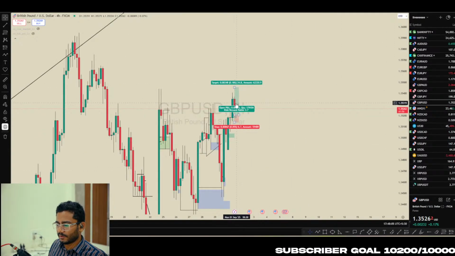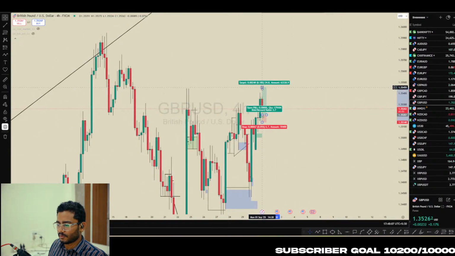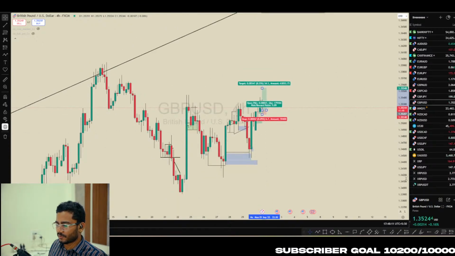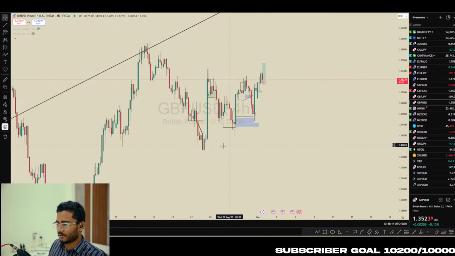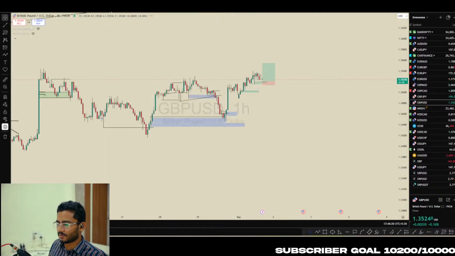Let's say if you get an entry on GU, there's also a next high, so we can continue because the trend is to the upside. You can see GU tapped and continued from this order block, so we can look for continuation to the upside from here.